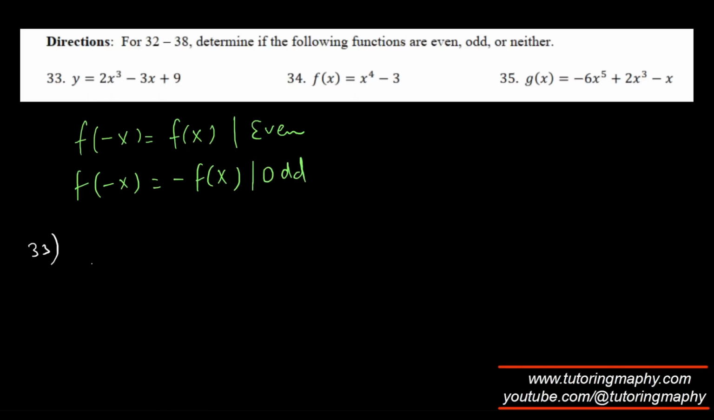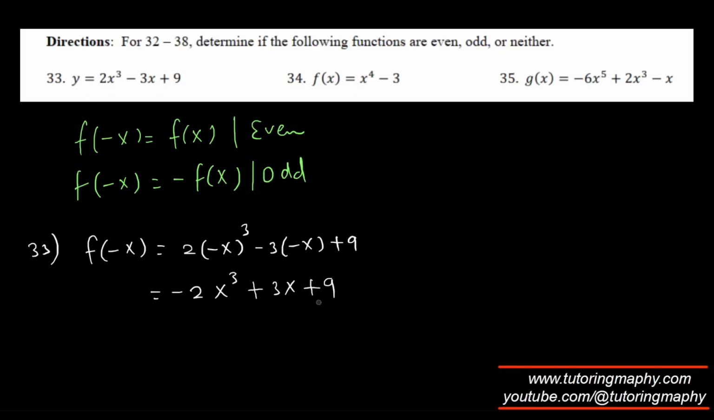Let's see 33. So f of minus x will be replacing all the x with minus x here. So this is minus x, this is plus 9. From this, the minus sign comes out, so it will become minus 2x cubed. Here also the minus sign comes out, plus 3x plus 9.